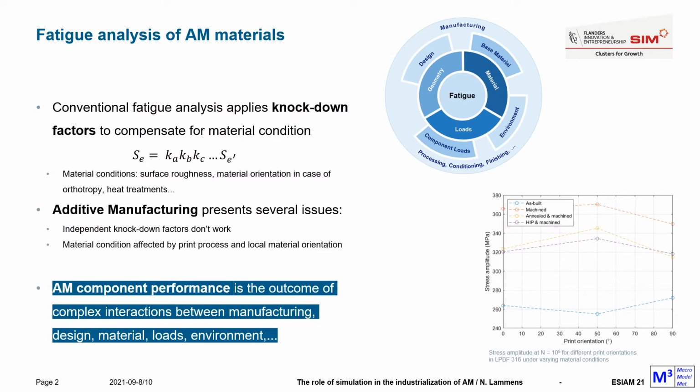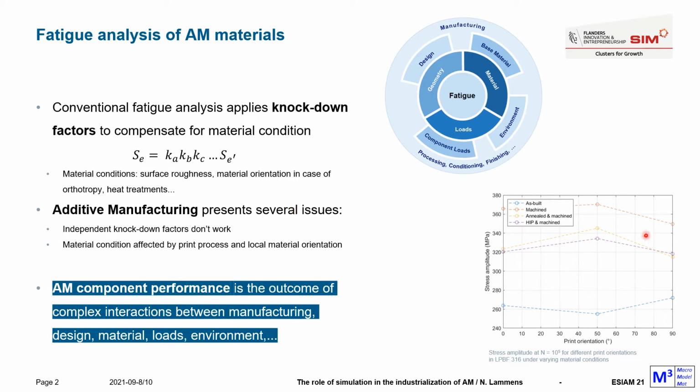In conventional fatigue analysis, a knockdown factor approach is probably the most often used solution to account for a specific material condition. In this equation, for example, Ka could represent the effect of surface roughness, while Kb accounts for heat treatment, and so on. You can define as many knockdown factors as you need to account for the specific material condition of your component. Although this is a simple method to use, when we try to apply it to additive manufacturing, we see that it doesn't work very well.